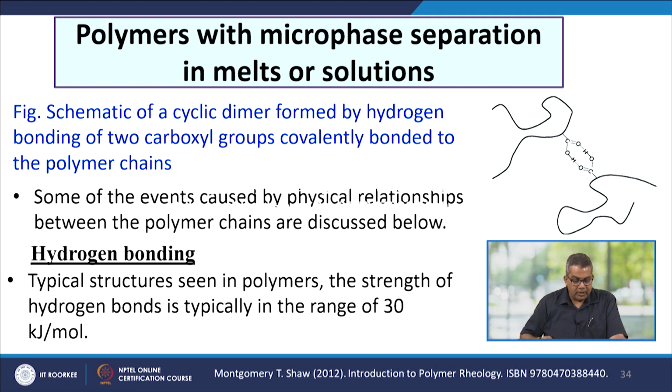Now, this particular figure represents the schematic of the cyclic dimer formed by hydrogen bonding of two carboxylic groups covalently bonded to polymer chains. Some of the events are caused by the physical relationship between the polymer chains, and we are going to discuss that. One is the hydrogen bonding. In the typical structure seen in polymers, the strength of a hydrogen bond is typically in the range of 30 kilojoules per mole.